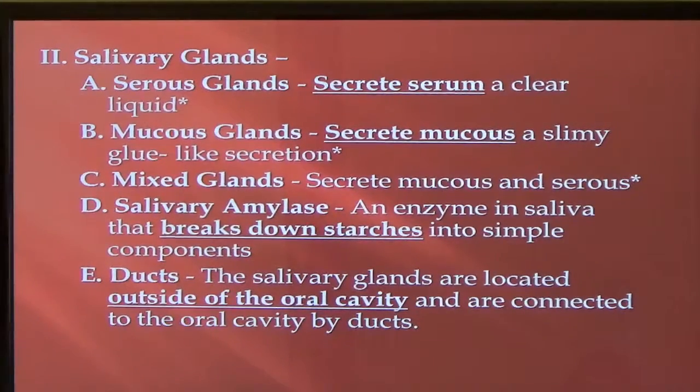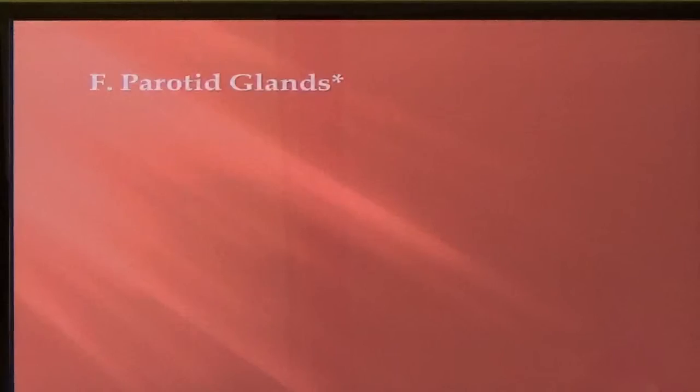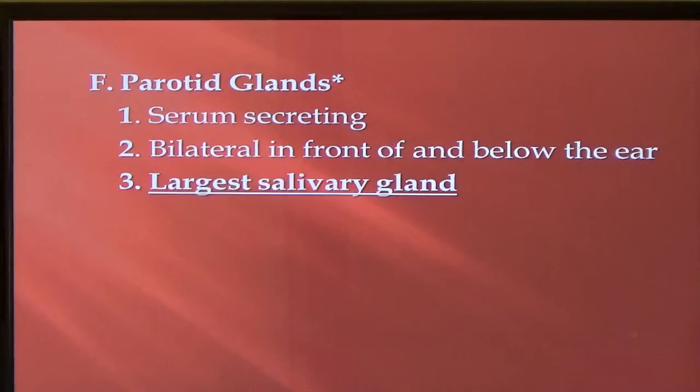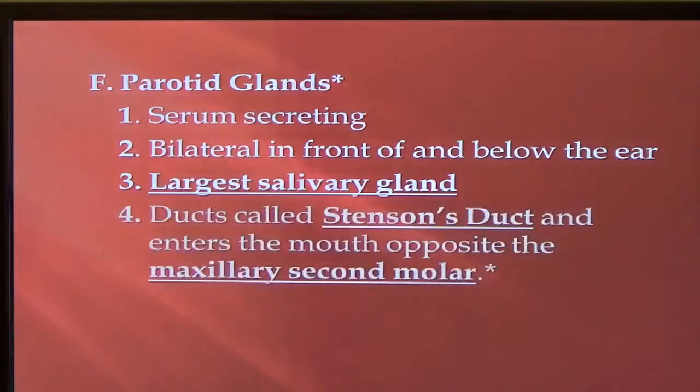Ducts. The duct is where the saliva comes out, and we'll talk about 3 ducts in the mouth that you need to know. So it's from the outside of the oral cavity. The ducts connect the glands to the oral cavity via these little canals. So the main one is the parotid gland. The parotid gland sits right here, right in front and right underneath your ears, right here on your cheeks. It secretes serum. It's bilateral, so one on each side below the ear. Largest salivary gland. Okay, it's the largest salivary gland.